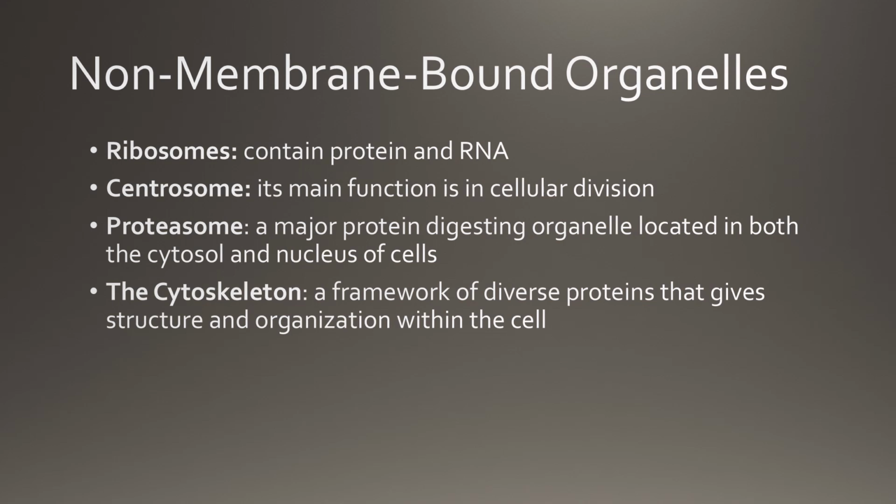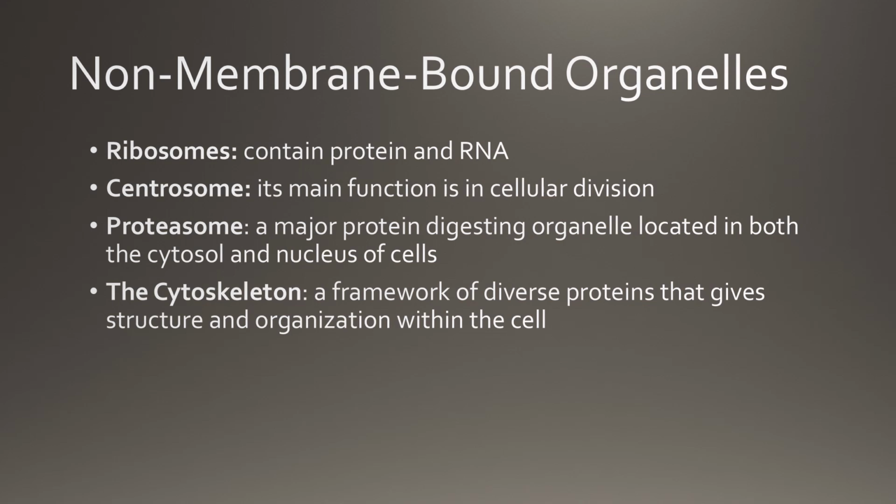Centrosomes contain a pair of centrioles surrounded by pericentriolar material. They play a key role in organizing microtubules during cell division, forming the mitotic spindle. Proteasomes are barrel-shaped protein complexes responsible for protein degradation. They break down damaged or unneeded proteins into smaller peptides for recycling or disposal.